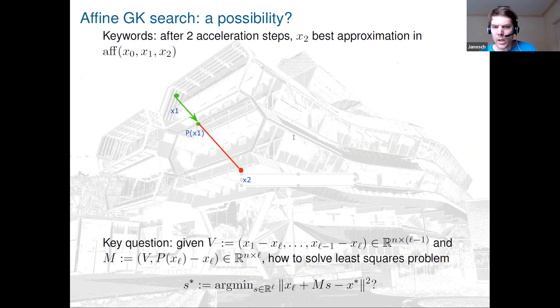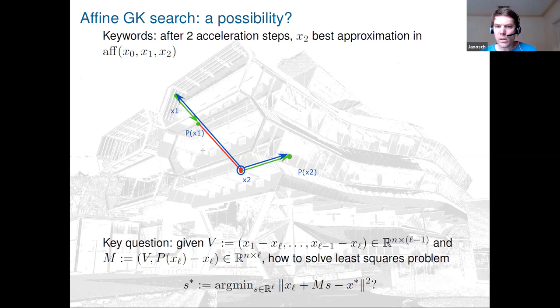And then I'm playing the same game again. I'm doing my step. And so this is p of x2. And so here we are. And then what do I do now? Do I now use Gerhard-Koshy again, or do I do something that is a bit more general? Why don't I make this point my new center? And you see, you have one vector going here, and you have another vector going that way. Why don't I look for the best approximation for x star in that two-dimensional space?